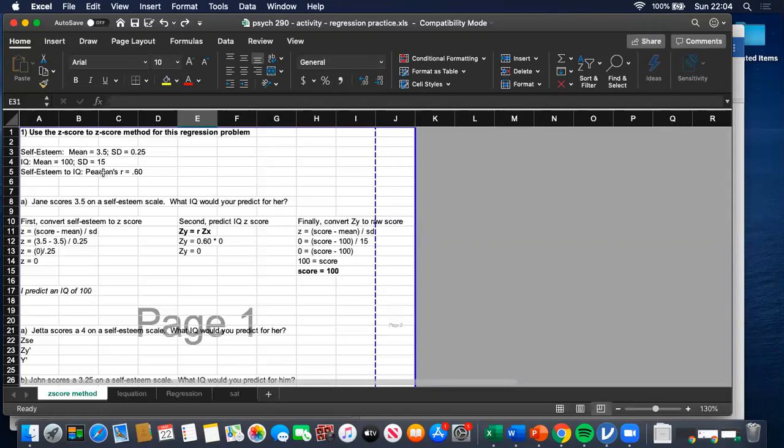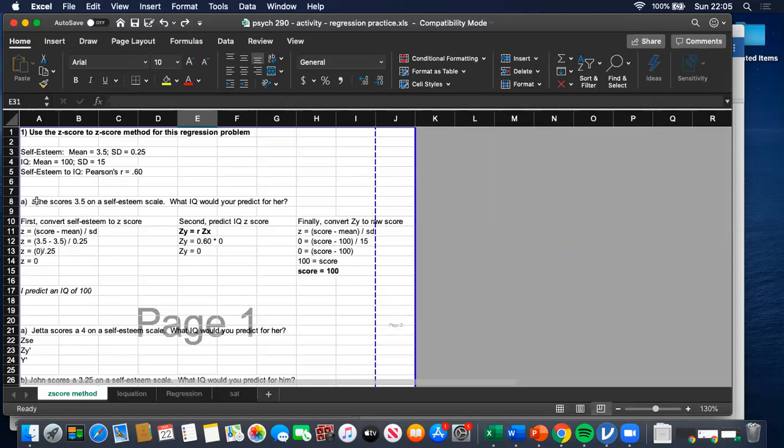All these questions use this basic data up here, where we're going to use z-scores to answer regression-style questions. So we have some data here that says for a self-esteem measure, we have a mean of 3.5 and a standard deviation of 0.25. And for IQ, we have a mean of 100 and a standard deviation of 15. And the relationship between these two measures by Pearson's r is 0.60. So we have that summary data there, and then there are some questions where we can predict one score from another based on just that information alone.